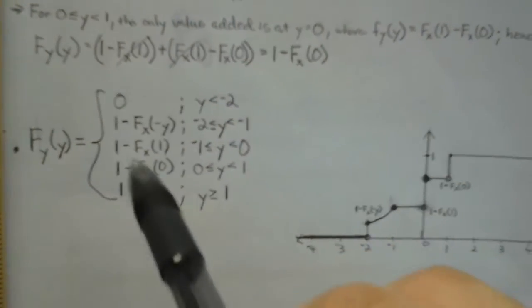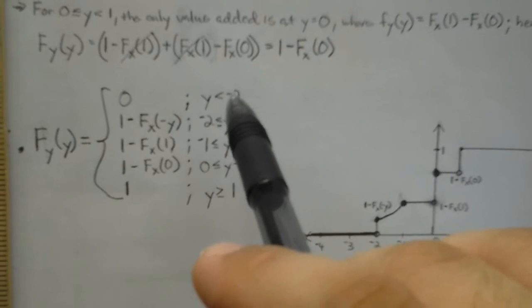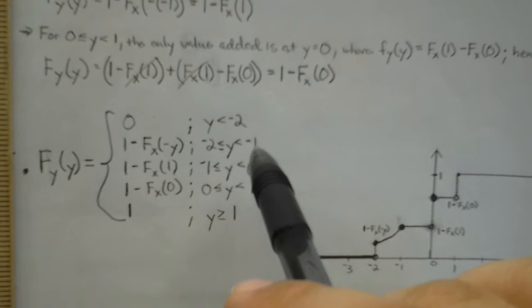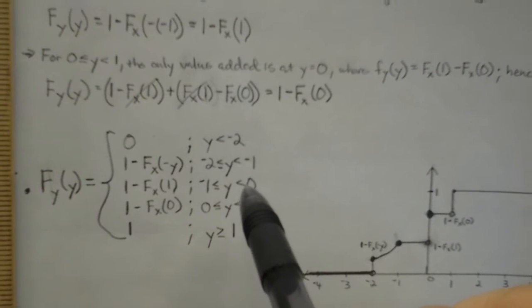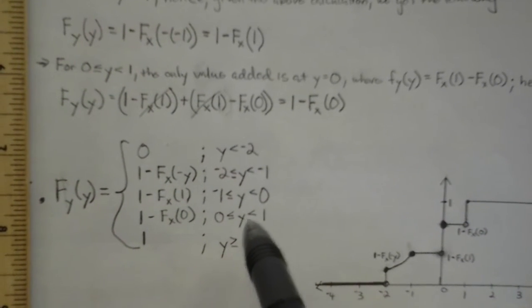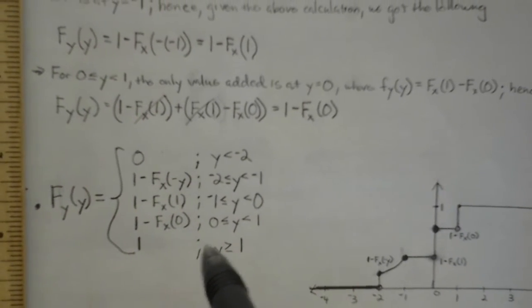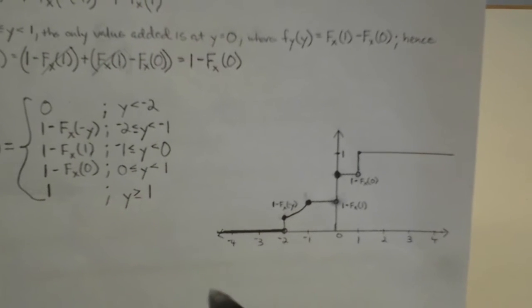So we've defined our big F of y as follows. For y less than negative 2, it's equal to 0. For between negative 2 and negative 1, we define it as that function. We also define the constant right here from negative 1 to 0. Another constant from 0 to 1. And for y greater than or equal to 1, we have it defined as 1. And we have the corresponding picture right here.